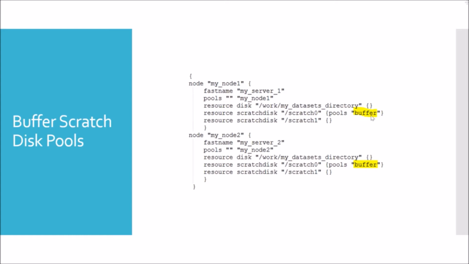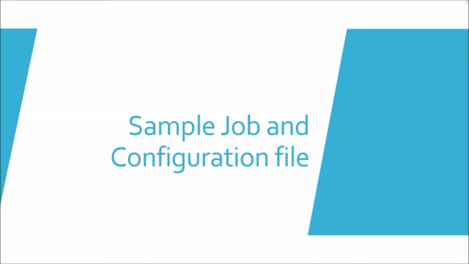Since we have used this keyword, whenever a condition arises that the data is to use scratch disk for buffering, it will use the scratch 0 space only. It can use both scratch 0.